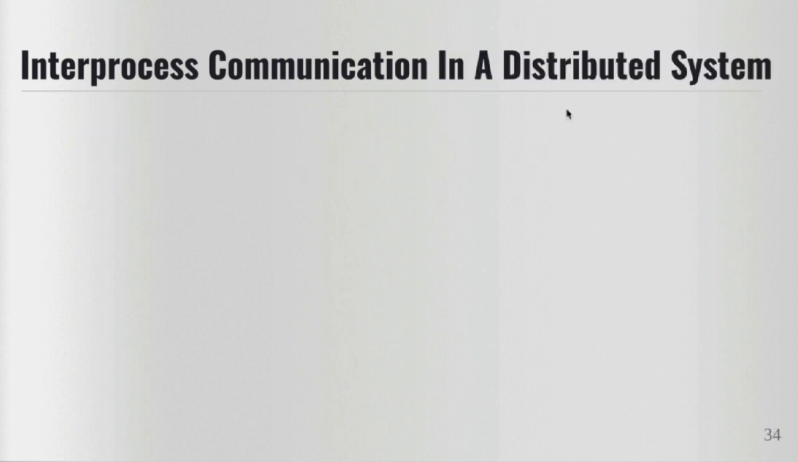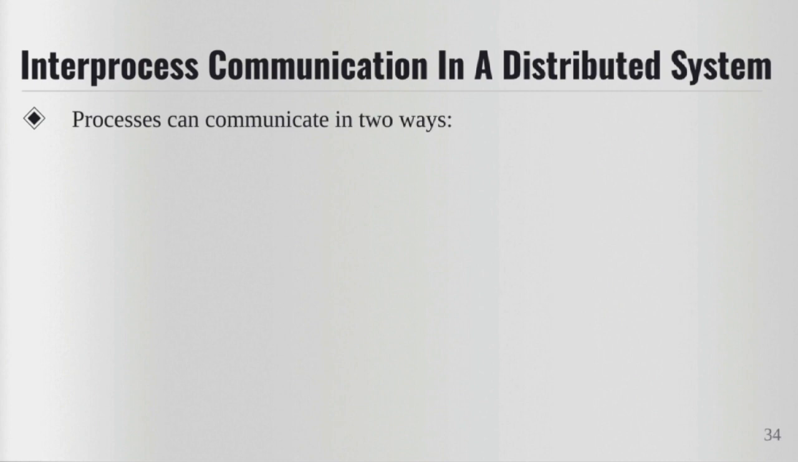Okay, so let's talk about inter-process communication in a distributed system. Now, what is a distributed system? Well, a distributed system is a collection of computers or nodes that are connected to each other through a network. And we will discuss the distributed system in detail later on. However, for now, let's focus on inter-process communication in a distributed system environment.